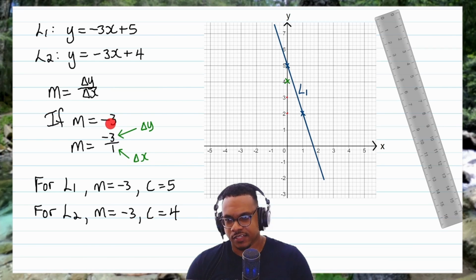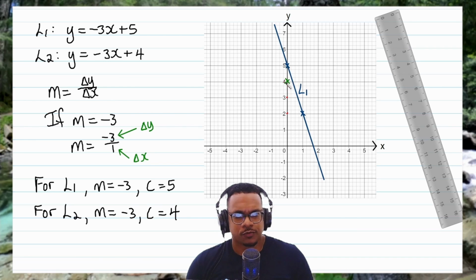Now my gradient is negative 3, which is negative 3 over 1. So my change in y would be negative 3. That means going 3 downwards from this positive 4. And my change in x is positive 1. That means going across to the right 1.